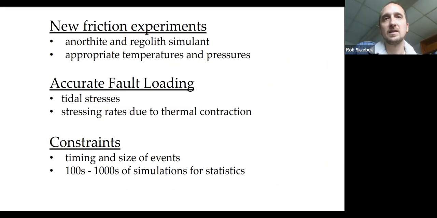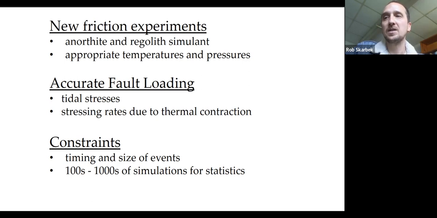So this is kind of like my conclusion slide, but it's really just points, things that I'm interested in doing. And so first, I'm really interested in doing more friction experiments on anorthite. And I also had an idea that it would be interesting to do experiments on regolith simulants. So there's companies that sell granular rock mixtures that are intended to reproduce lunar regolith. And so I think it could be instructive to get some of this material and do friction experiments on it and do those experiments at the appropriate temperatures and pressures for the moon's surface.